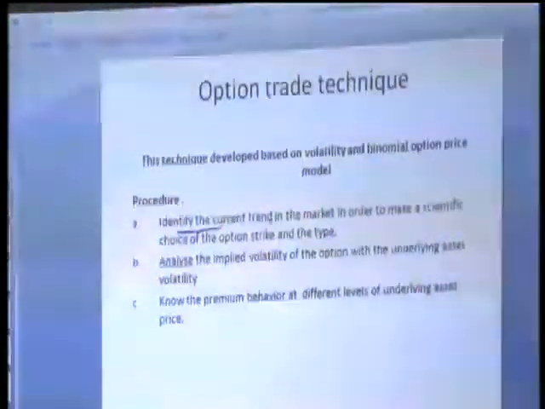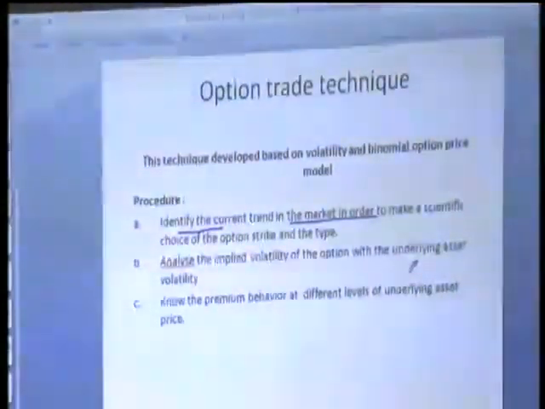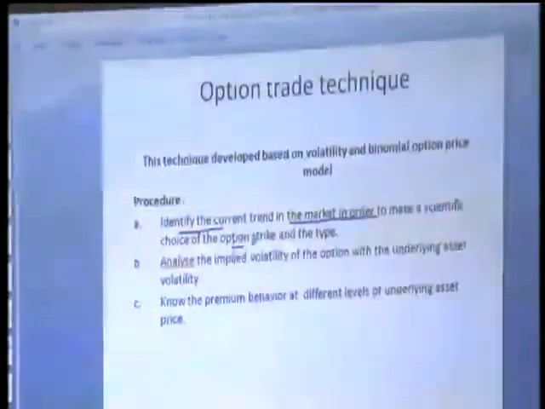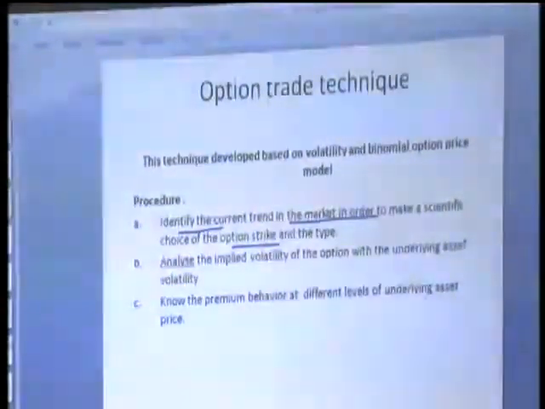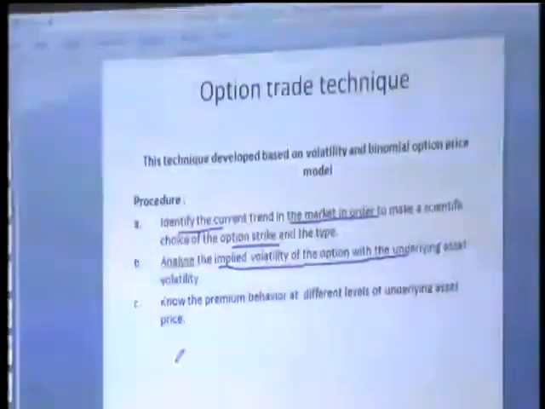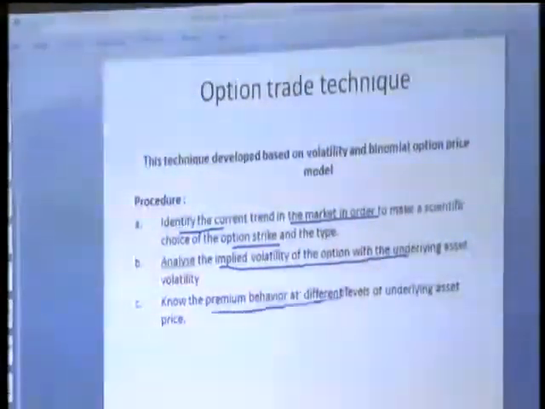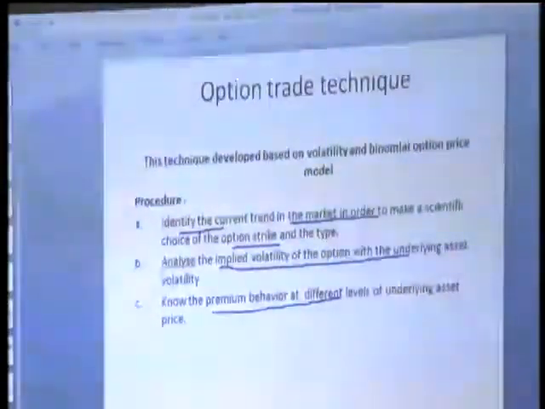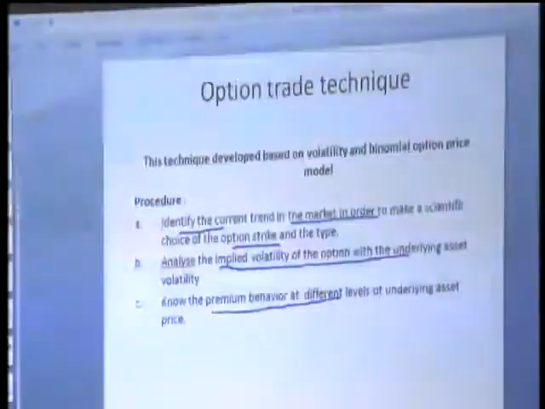First, we have to identify the current trend in the market. Then we need to decide upon a strike, and we need to analyze the implied volatility and the premium behavior at different strikes. For that we need the help of a particular software. I'm going to demonstrate with our intraday option trading software. I will also show you some of the trading contract notes of the month of September.